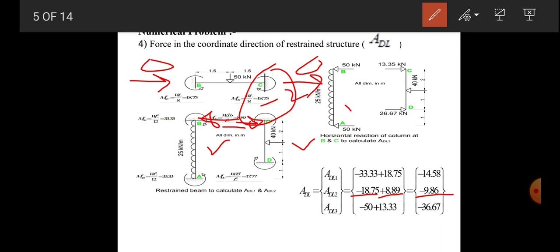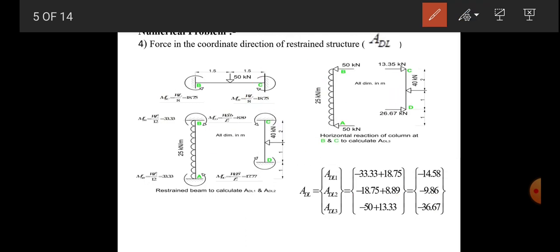So separate a beam is drawn here, and the loadings shown there. So first load is 25 kilonewton per meter. So reaction due to the loading on each end will be half, 25 into 4 divided by 2, it becomes 50 kilonewton at each end.